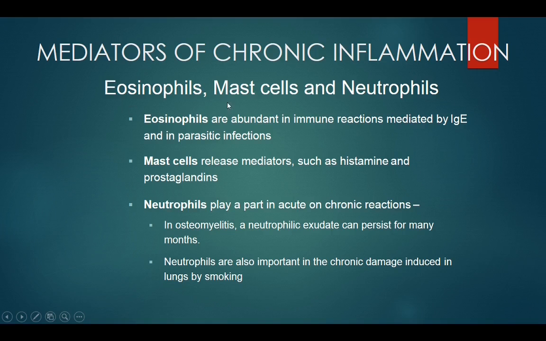So what about eosinophils, mast cells, and neutrophils? These are the other cells which are responsible for chronic inflammation. Eosinophils are abundant in immune reactions mediated by IgE and in parasitic infections. When is IgE higher? If there is any allergy or any parasitic infection. Eosinophils are recruited for fighting off parasitic infections and allergies, so in your body these IgE levels will be raised.